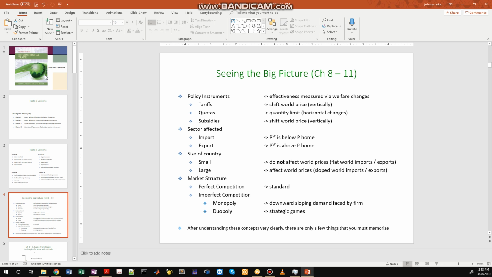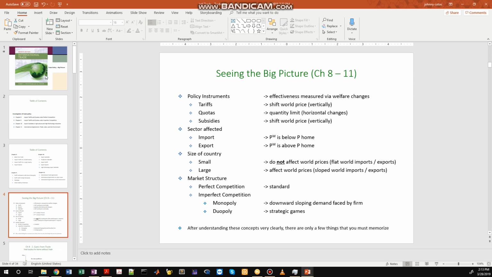So here, there are 4 key principal words that you need to pay attention to. You need to pay attention to the policy instrument that's being used, the sector that this policy instrument affects, the size of the country, and the market structure. Okay? So if you pay attention to these, each one of these keywords will help you understand how the graphs basically need to be built.